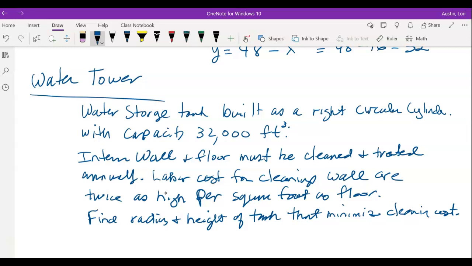Hey, we want to design a tank. It must hold 32,000 feet of water. But to clean this tank, it's always going to cost twice as much to clean the walls as it does the floor, so can we come up with dimensions that minimize cleaning cost? There's your problem. Let's start with the picture.